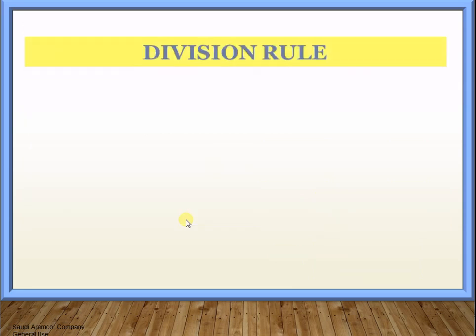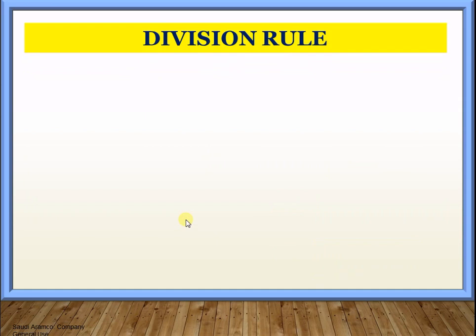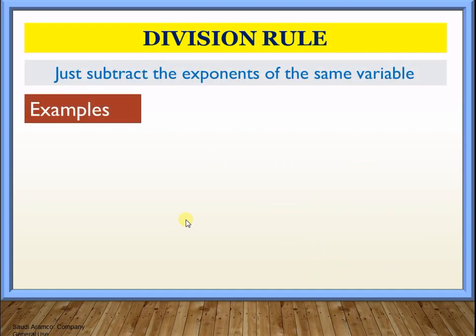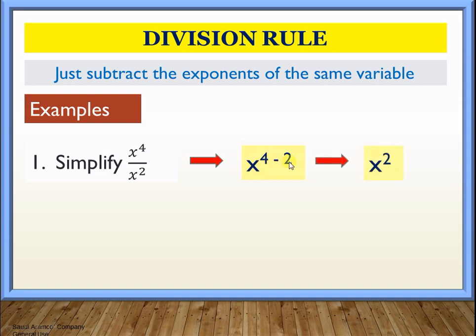Next, division rule. Just subtract the exponents of the same variable. So the variables are the same. Let's just subtract the exponents. So this will be x raised to 4 minus 2. So the answer is x squared.